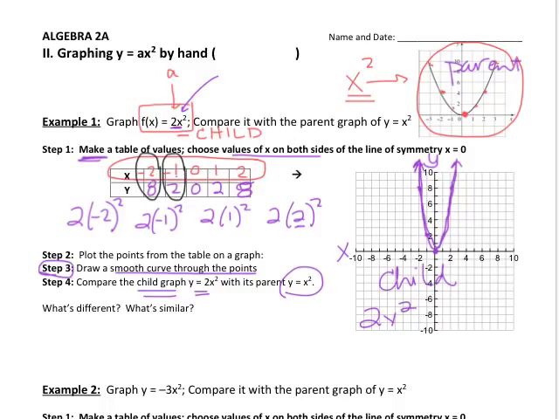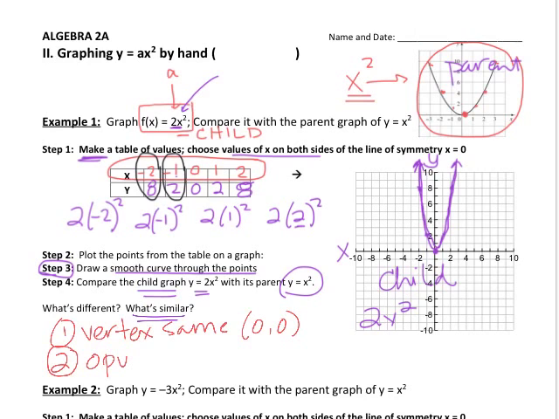So a couple of things. What things are similar? Let's answer that question first. One thing is we see the vertex is the same, and that means that the same bottom or the same minimum is at (0, 0). It's the same in the parent, the same in the child graph. Another thing that is the same is they both open upwards. So the graph itself opens up. Okay, the shape is a U, not an upside down U.